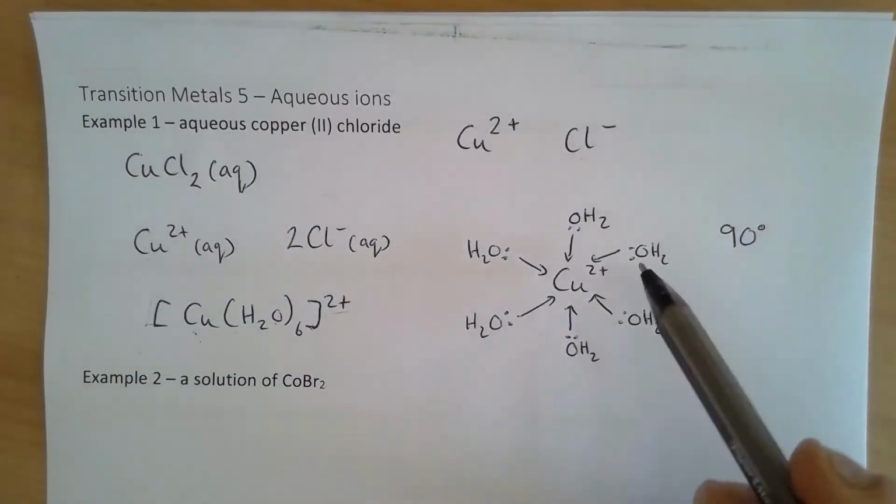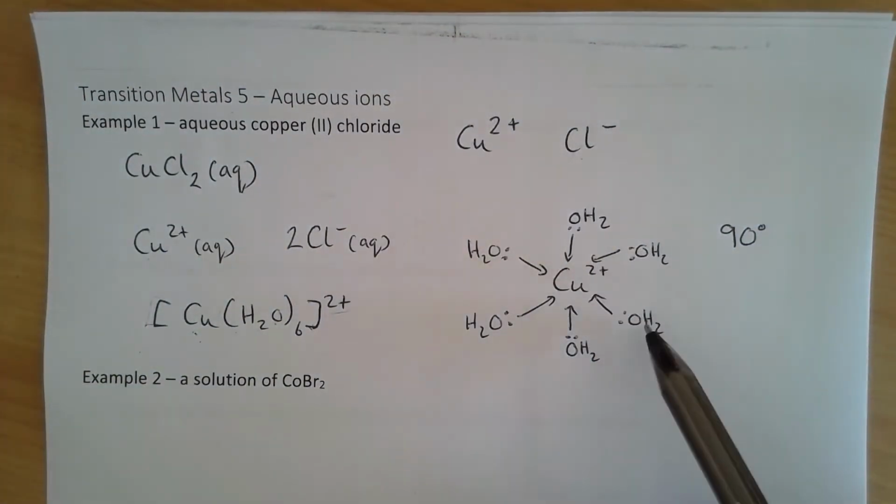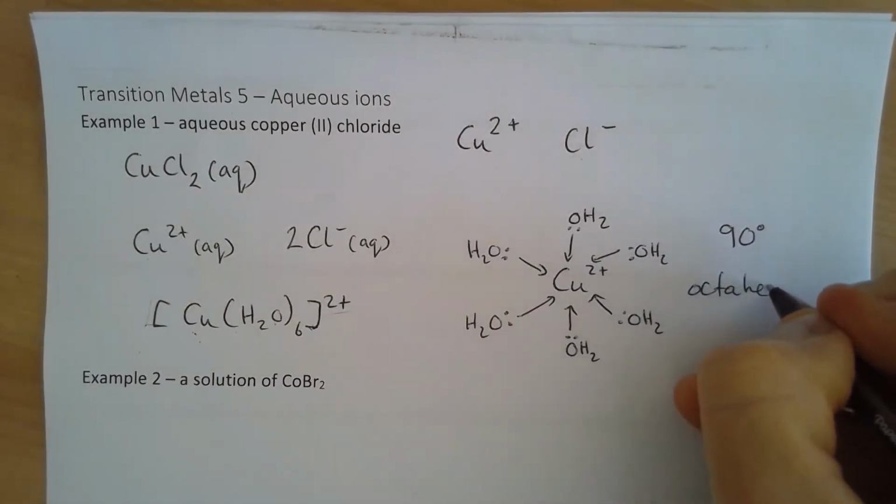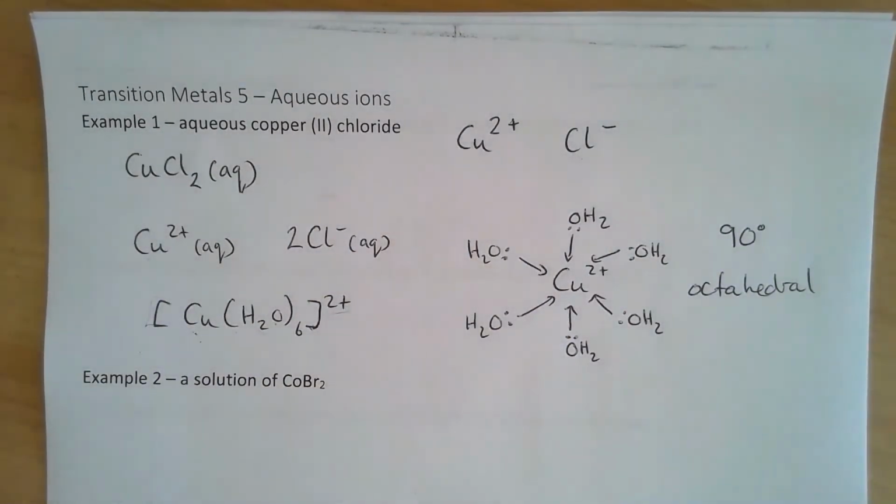So the bond angle between any oxygen, copper, oxygen is going to be 90 degrees, and I state that this is octahedral. Remember, the reason it's octahedral, because oct means 8, is because if I were to put faces onto this shape, I'd have an 8-sided shape.